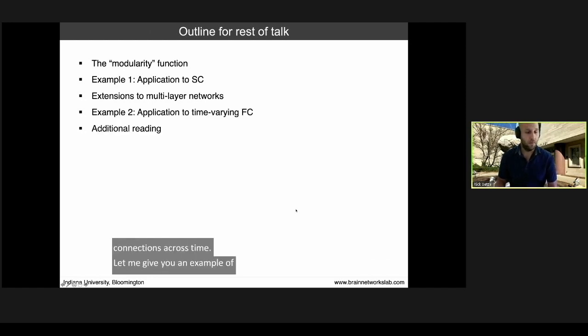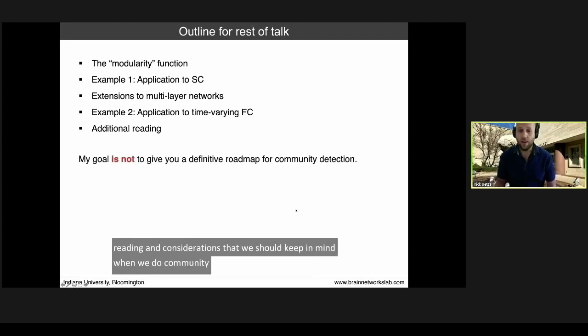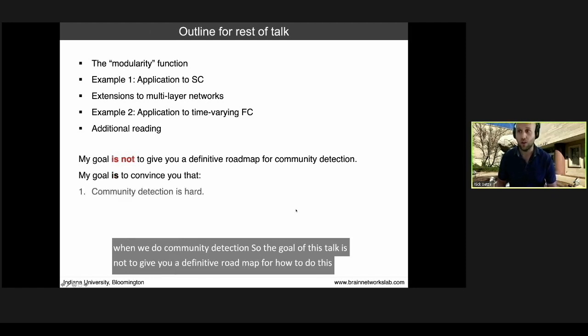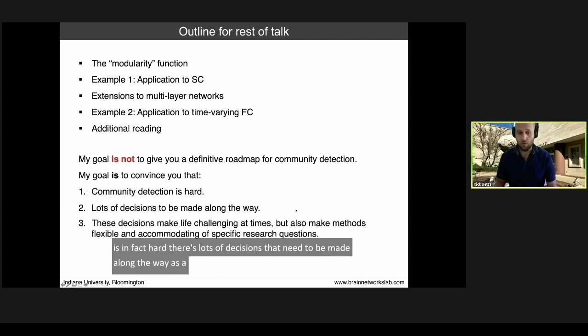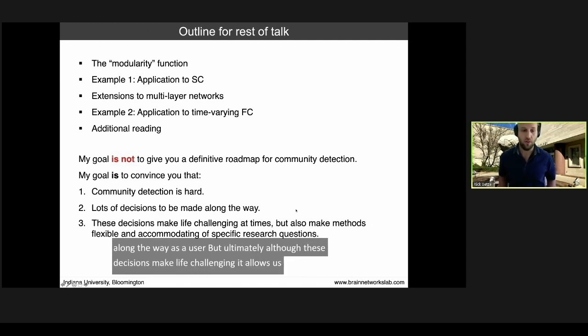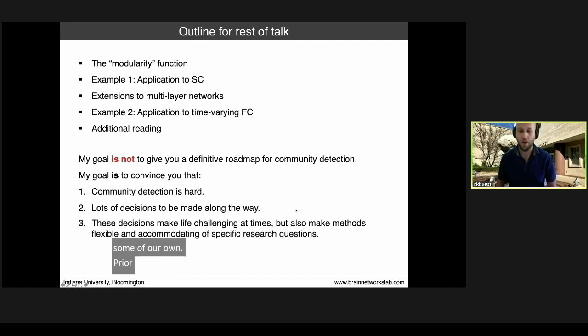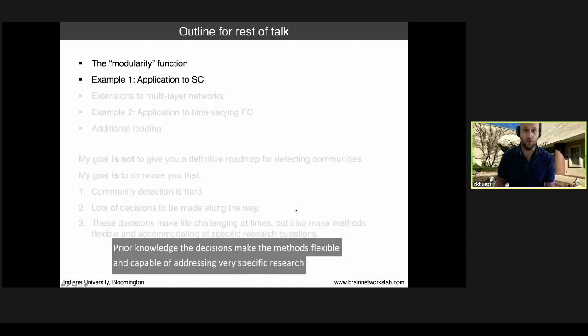And then I'll end with some thoughts and some additional reading considerations that we should keep in mind when we do community detection. So the goal of this talk is not to give you a definitive roadmap for how to do this. Rather, I would like to convince you that detecting communities, detecting a network's mesoscale structure is in fact hard. There's lots of decisions that need to be made along the way as a user, but ultimately, although these decisions make life challenging, it allows us to incorporate some of our own prior knowledge. The decisions make the methods flexible and capable of addressing very specific research questions. So I'll start with the modularity function and build up to this example with structural connectivity.